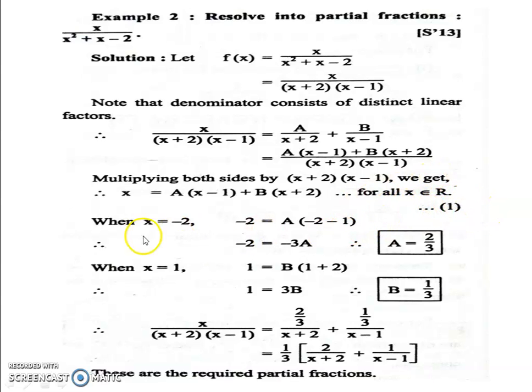Now it is our equation. The first factor is x plus 2 is equal to 0. That means x equal to minus 2. So instead of x, we have to put minus 2 in this equation.